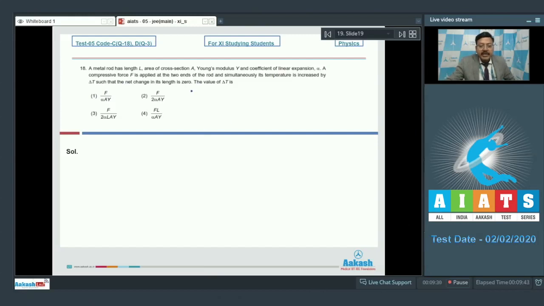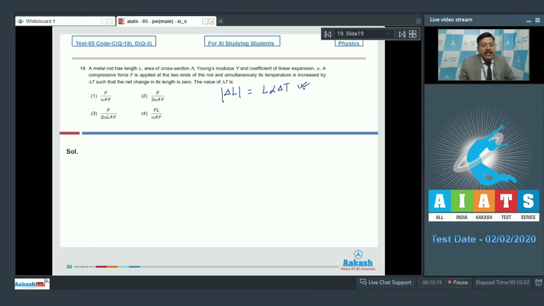So what is happening here is that the temperature has been increased by delta T. If it was free to expand, it would have expanded, but by application of compressive force F, that expansion has been prevented. So that means the effective compression in length due to application of compressive force is in fact L alpha delta T, right? So this is the magnitude of delta L. This is the increase that would have happened, but because of application of force, it's not being allowed to happen.